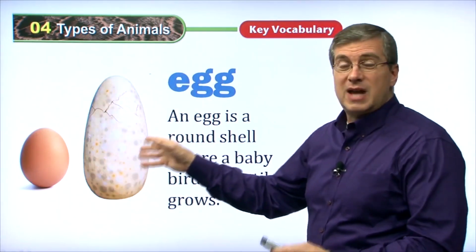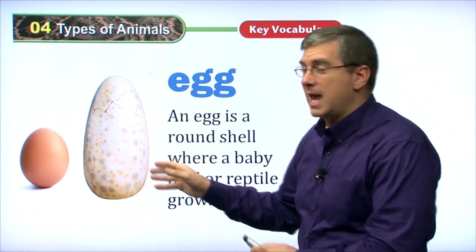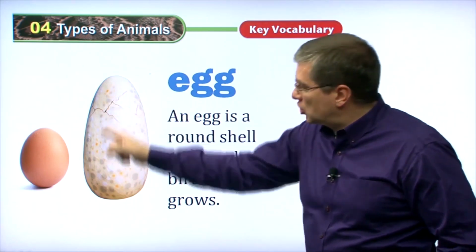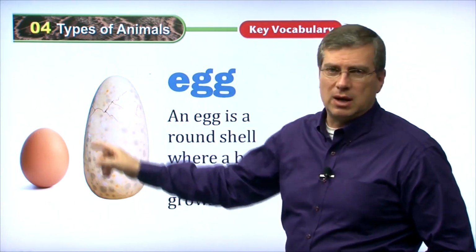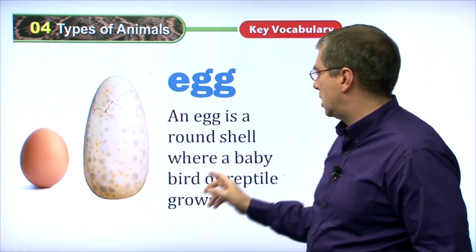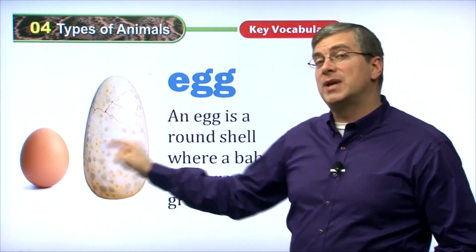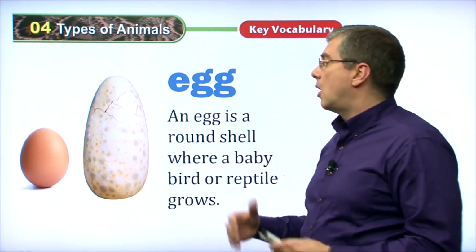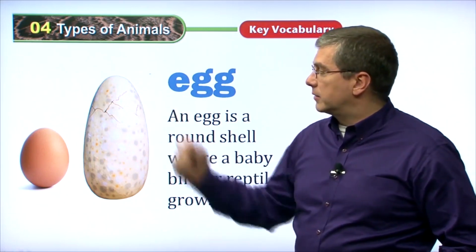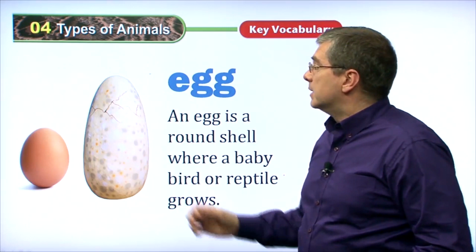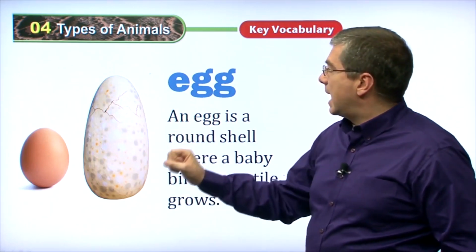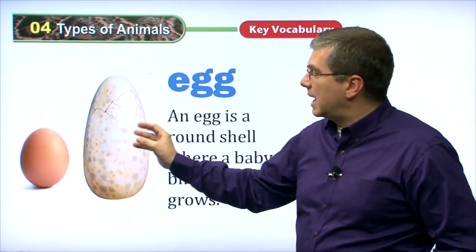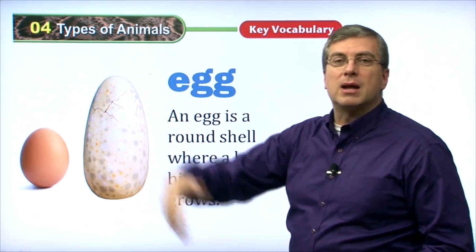So this is a different style of birth. Mammals don't lay eggs. But what is an egg? How can we describe an egg? An egg is a round shell, usually round, maybe not perfectly round, but roundish. It's a round shell where a baby bird or reptile grows. So it's not just birds, it's also reptiles. Reptiles also lay eggs, and they will come out. Fish also lay eggs too, by the way. So birds or reptiles will lay an egg, and the young bird or the young reptile will grow inside that egg, and then after a while they'll crack and they'll come out of the egg.